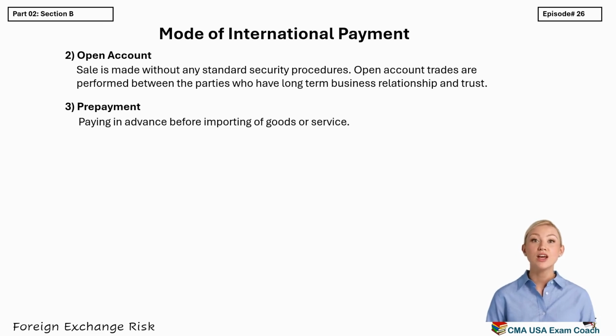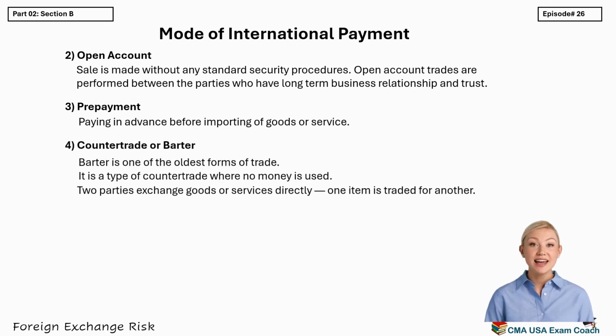Let's now talk about another unique method of international payment called countertrade, and more specifically, barter. Barter is one of the oldest forms of trade. It is a type of countertrade where no money is used. Instead, the two parties exchange goods or services directly. One item is traded for another. For example, a country may trade oil in exchange for food supplies, or a company may provide machinery in return for raw materials.